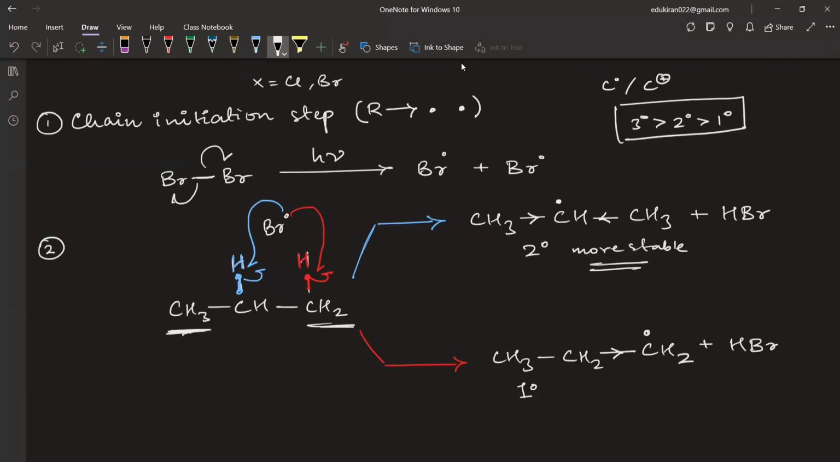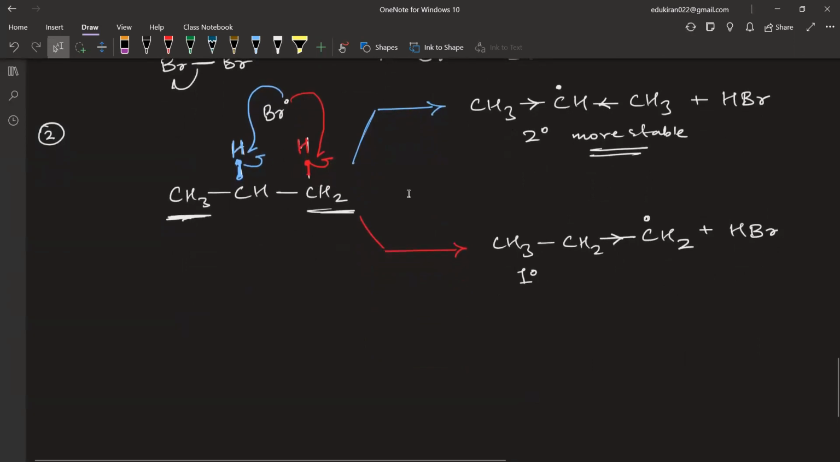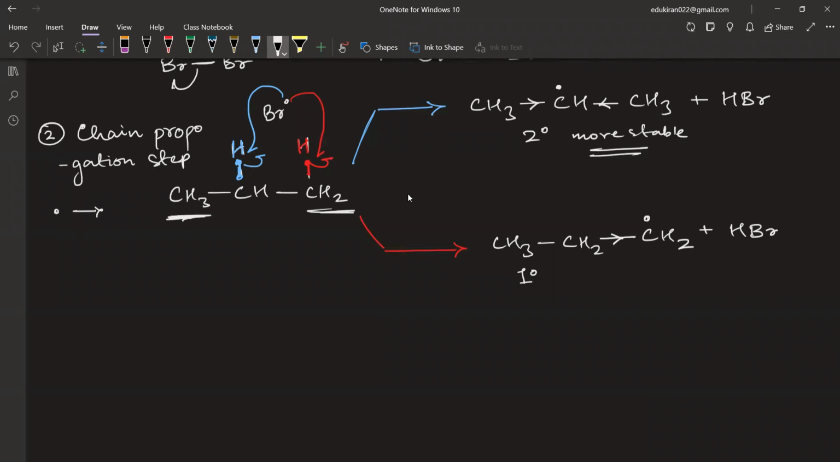This is more stable, and then further what will happen? What do we have here? Okay, more stable. Now in this step, as you can see, we have a free radical as a reactant, and in the product we are also getting free radicals. So this step is known as chain propagation. The chain is propagating. That means a free radical is giving me some other free radical. So in both cases, you will have a free radical.